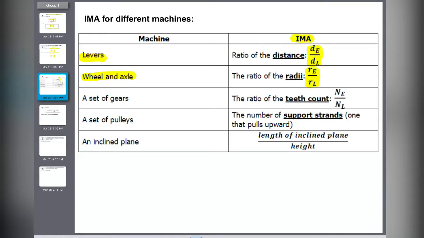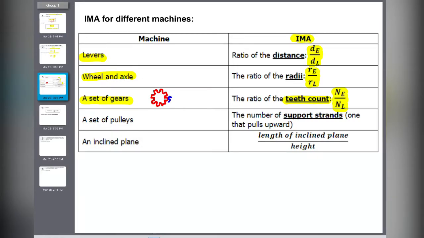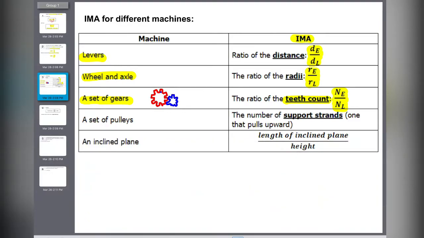So if you think about your bicycle, when you pedal, it's the ratio between the radii. Gears, you talk about the teeth count. So basically, you know how your gears have little teeth, and then it will be locked in with another wheel that maybe has smaller teeth. They're supposed to be locked together. So the number is the actual count of the number of teeth.